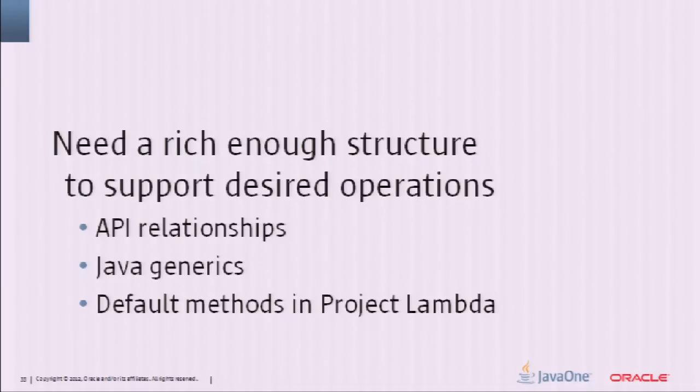Another case would be that for things like Java generics or default methods in Project Lambda, we're adding additional structures to the language, not to make it Turing complete, because it was Turing complete in the beginning, but to allow a richer set of operations to allow us to evolve things better.